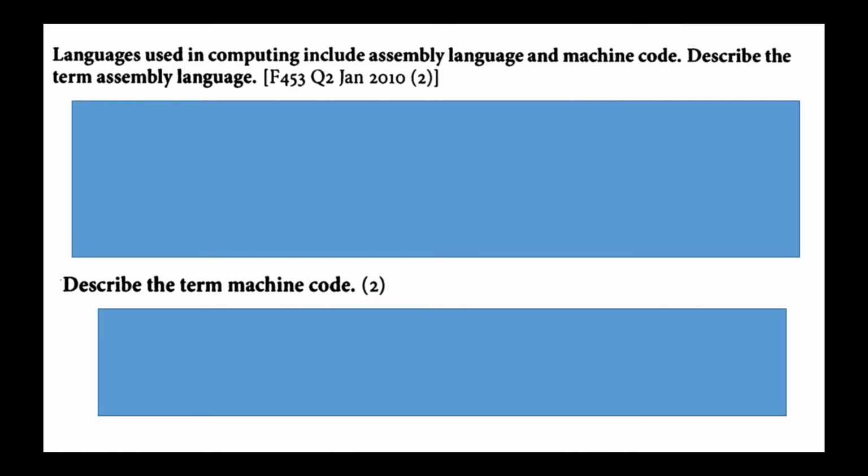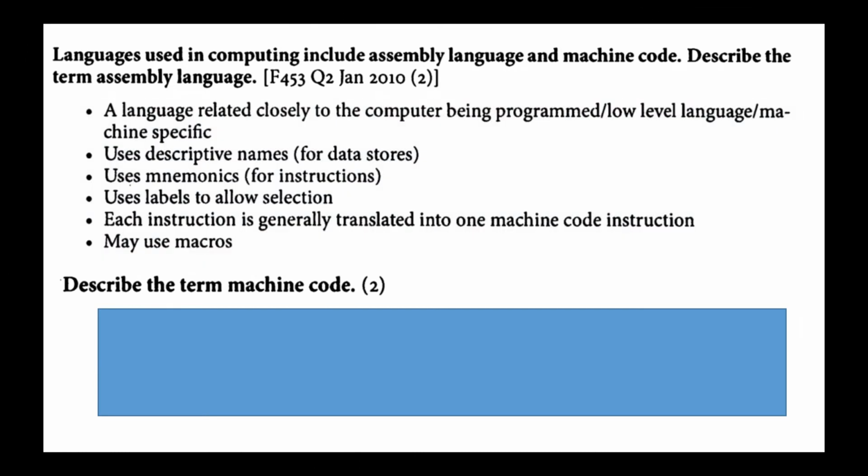So next one, languages used in computers. Describe the term assembly language, and describe the term machine code. Right, so here are the answers. Describe the term assembly language: a language related closely to the computer being programmed, a low-level language, machine specific. It uses descriptive names for data stores, uses mnemonics for instructions, and uses labels to allow selection. Each instruction is generally translated into one machine code instruction, and may use macros.